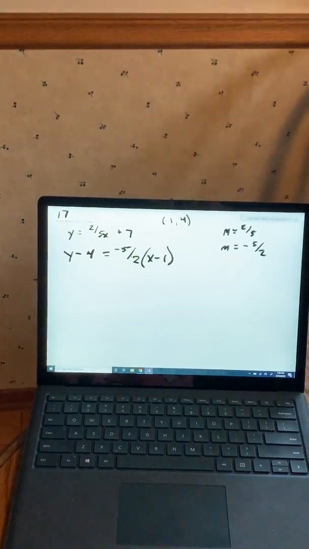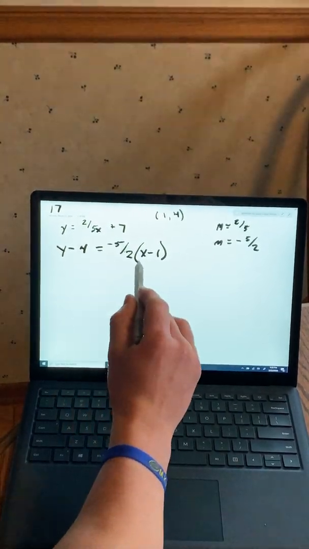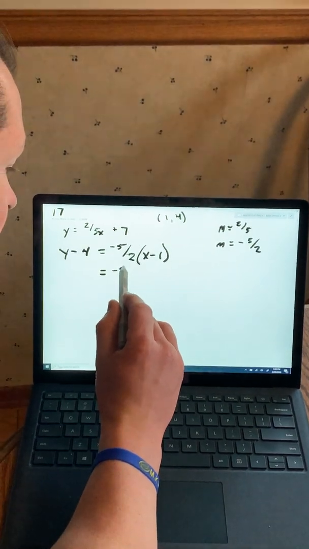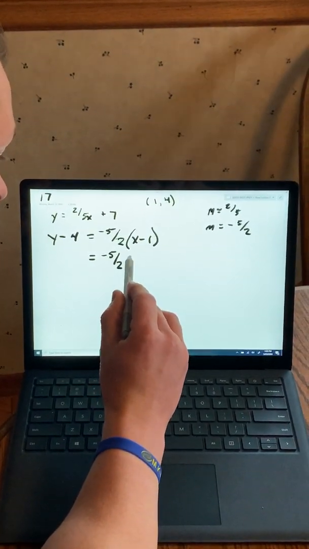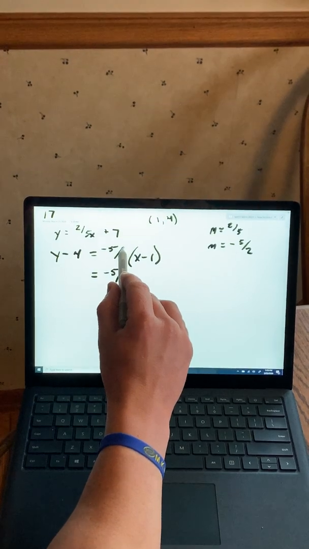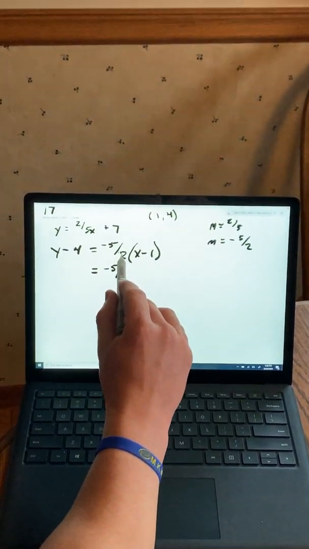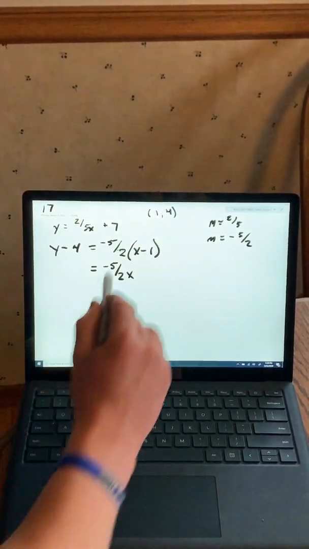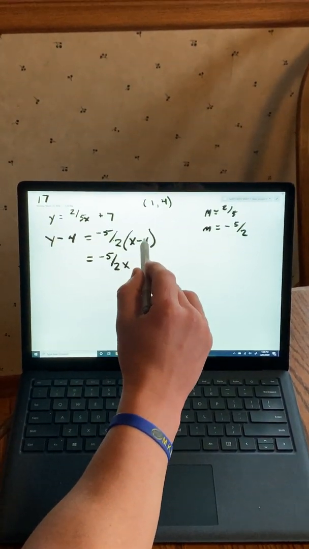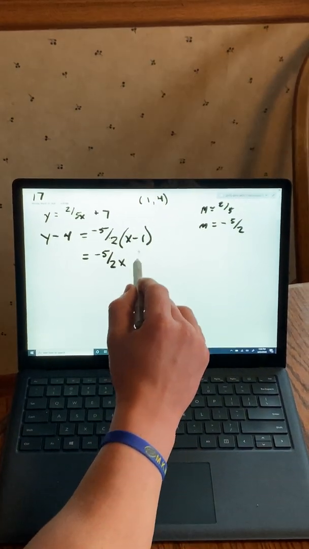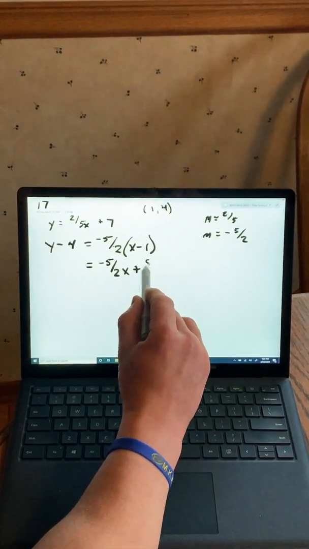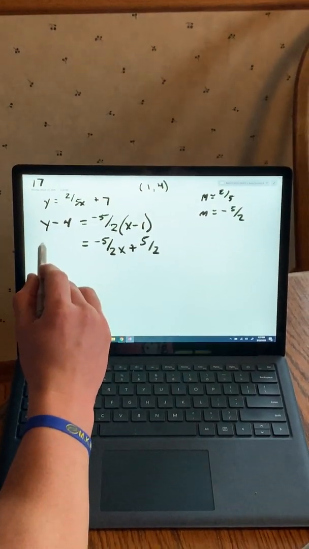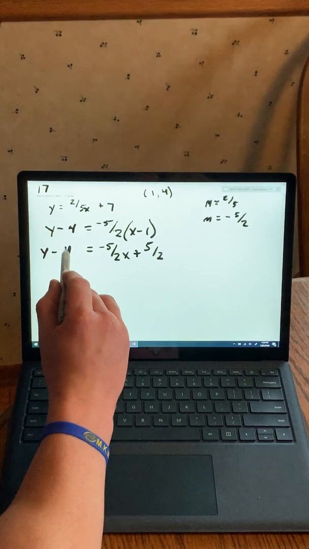Now we must start to work through this and simplify. I'd like to start on this side first. It's a little bit easier. -5 halves times the x, using the distributive property, is going to give you -5 halves x. -5 halves times the -1, when we do the distributive property, is going to give you +5 halves. And now you can bring down your y minus the 4.